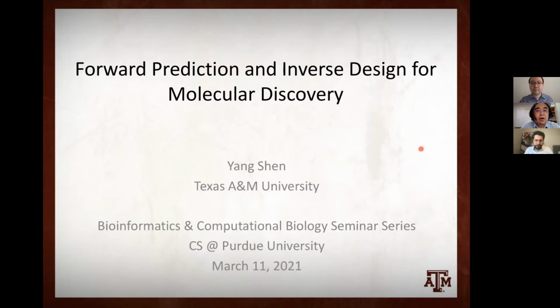And recently he got two big awards. One is the MIRA Award from NIH, and also the CAREER Award from NSF. Those are the two biggest awards an assistant professor can get, so he got two of them. This is really a great achievement. So today we will hear about his new developments. I'm very curious about which directions Professor Shen is going. The title of his talk is Forward Prediction and Inverse Design for Molecular Discovery. Okay, Professor Shen, please start.